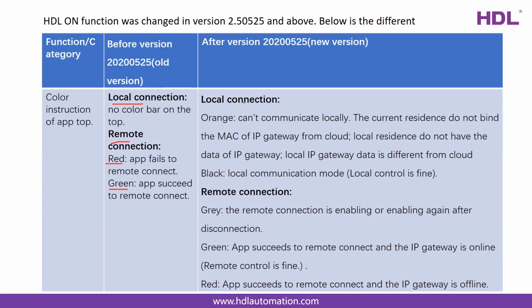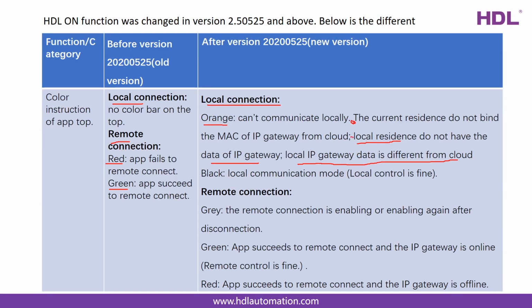But for the new app, for local connection, if there is an orange bar on the top, that means it cannot communicate with local. Maybe the current residence did not buy the MAC of the gateway from the cloud, or maybe the local residence does not have the data of the gateway, or the local IP gateway data is different from the cloud. So that's the first one you need to check.